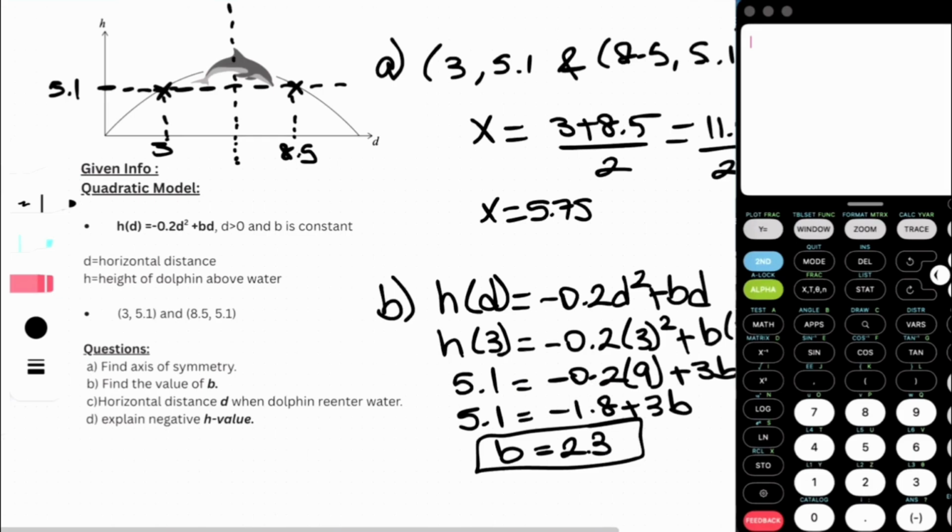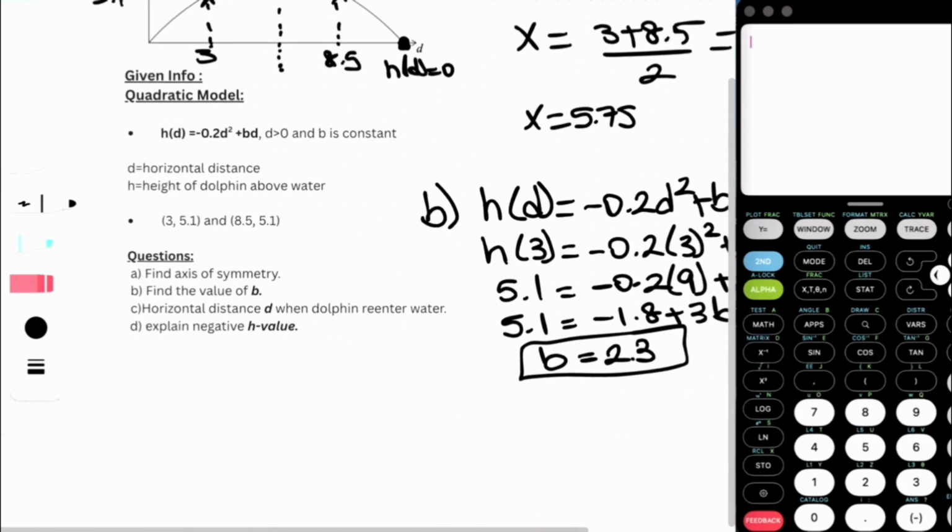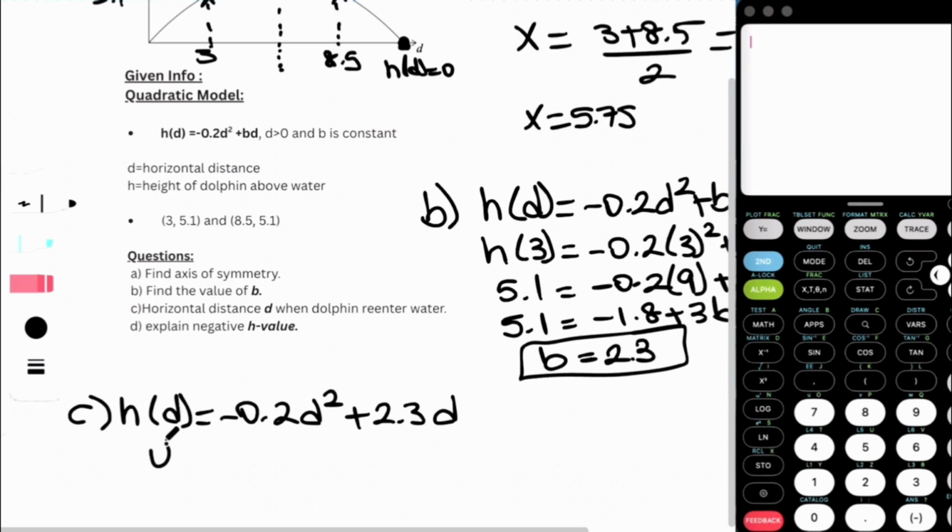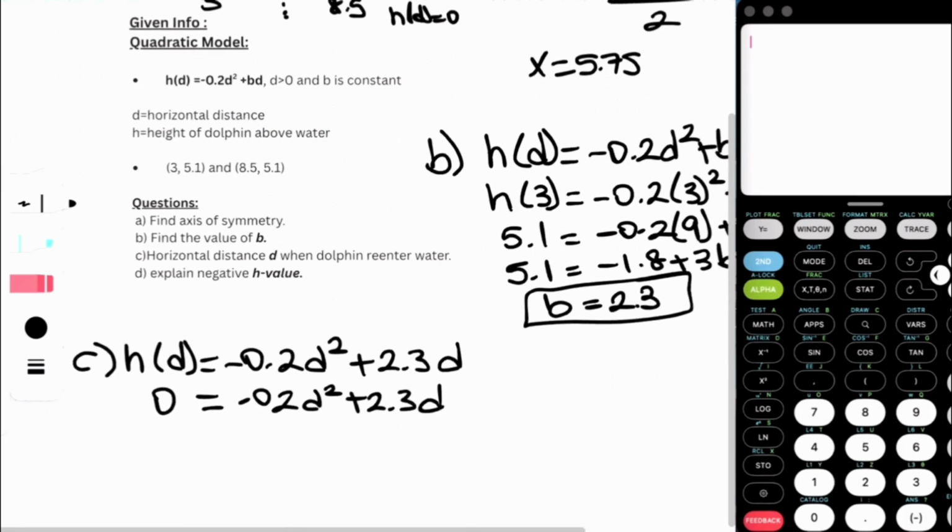Part C asks for the horizontal distance at which the dolphin re-enters the water, represented by the x-intercepts 8 and 0. If we want to show that on the diagram, at the x-intercepts the height will be equal to 0. To find this distance, we use our model. Let's copy down our model first. Setting the height h(d) equal to 0 will give us the equation.